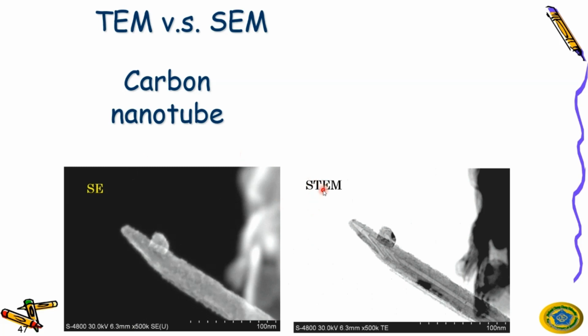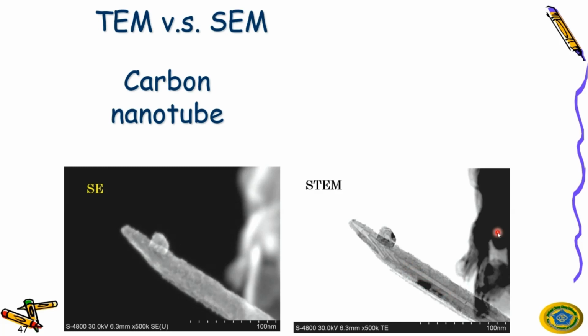When you use the TEM, you will see something like this. And you get more information from TEM. Why? Because you can see inside the tube. And actually, this is a tube. This is not a rod. This is not a solid rod. This is a hollow tube. So you see something inside.